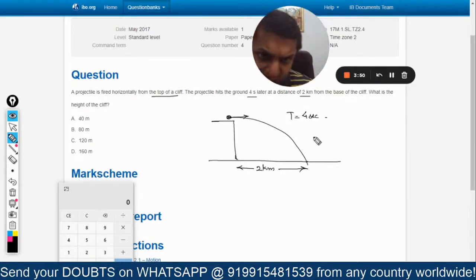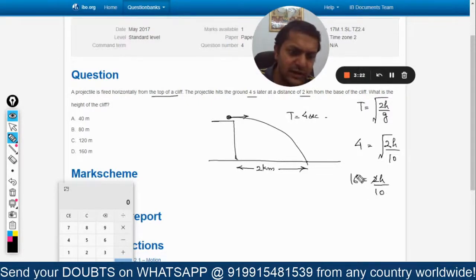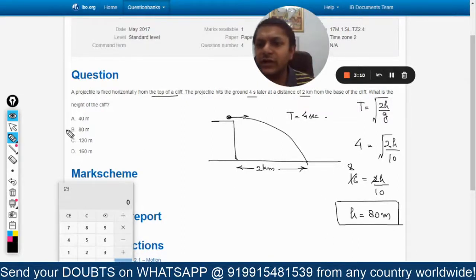Now, we know that the formula for the time period is always root of 2h by g, and from there we can find the height. The range is not actually required in this question. So the time period will be 4 seconds. 2h by g, with g taken as 10: 16 equals 2h by 10, so h is 8... It will be 80 meters. Yes, so there is the answer.